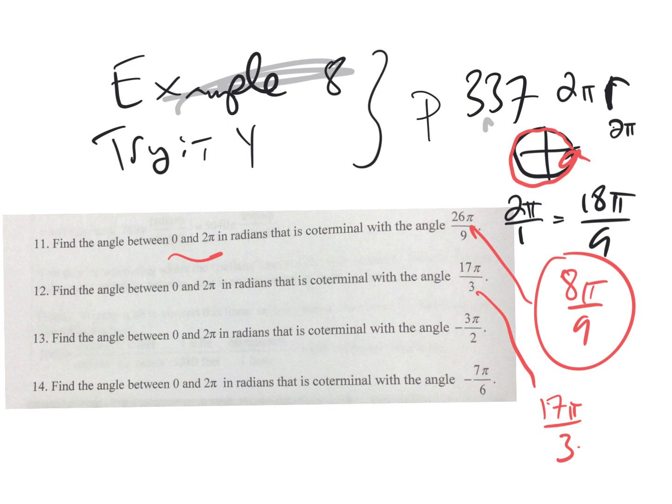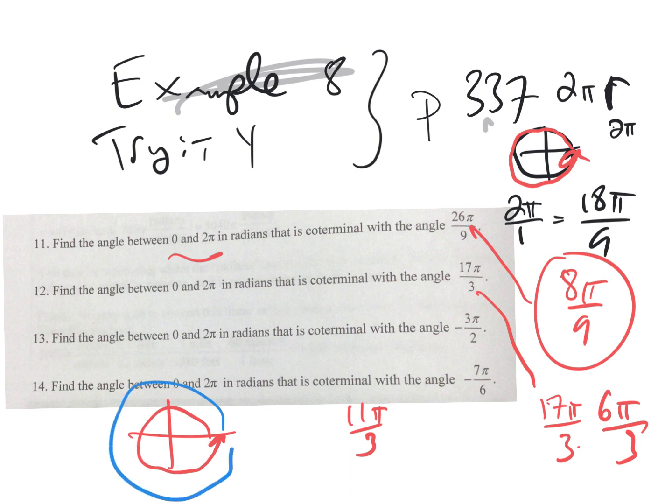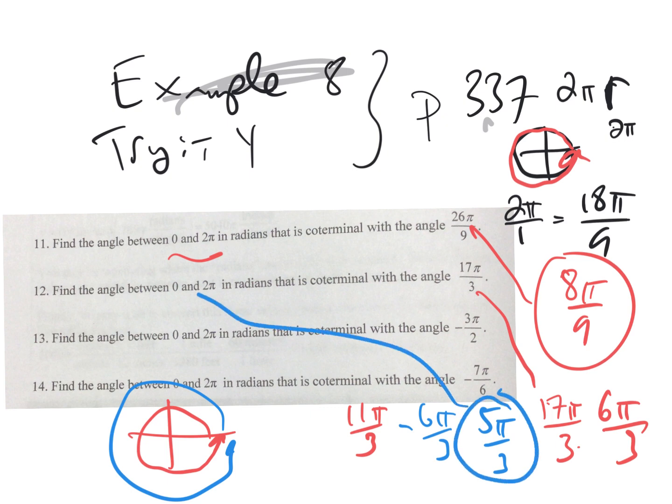over 3. And then if I take off 6 pi over 3, so I've got 1 revolution here, that's minus 6 pi over 3, so that's 11 pi over 3. Looks like it's another whole revolution. So I'm going to go around again, and I'll subtract off another 6 pi over 3. And let's see, 11 minus 6 is 5, I think. Now 5 pi over 3 is less than 6 pi over 3, so that's the angle between 0 and 2 pi. That's coterminal to 17 pi over 3. Okay?